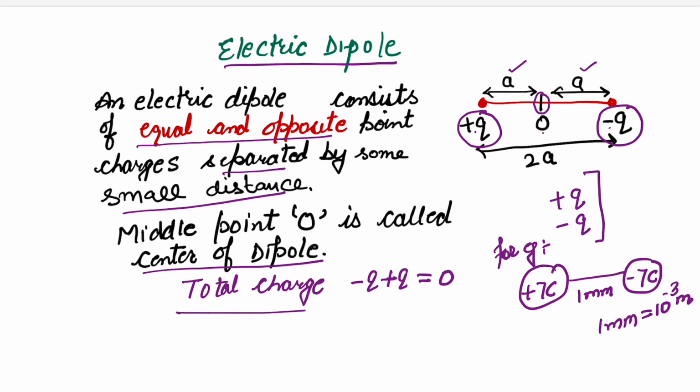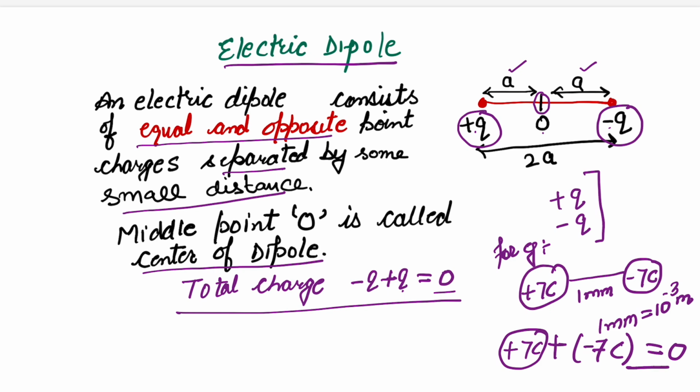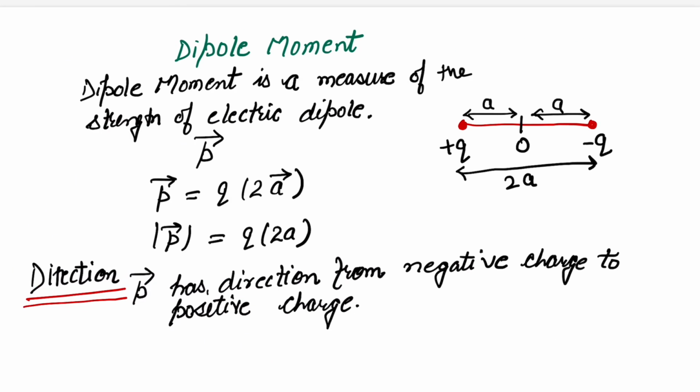The total charge on the electric dipole can be calculated by knowing that charges can be added algebraically. So one charge is minus q, another charge is plus q, so their sum will be equal to 0. Similarly, if one charge is plus 7, you add minus 7 coulomb to it, the net charge on the dipole is equal to 0.